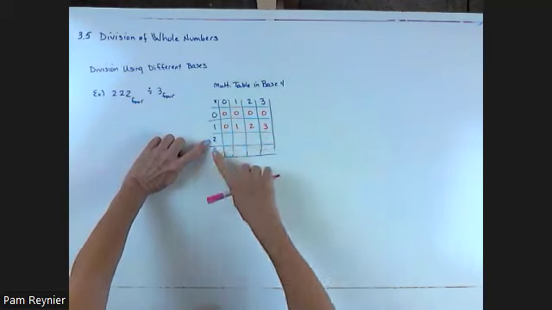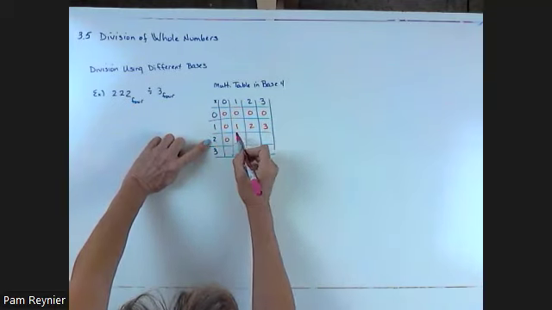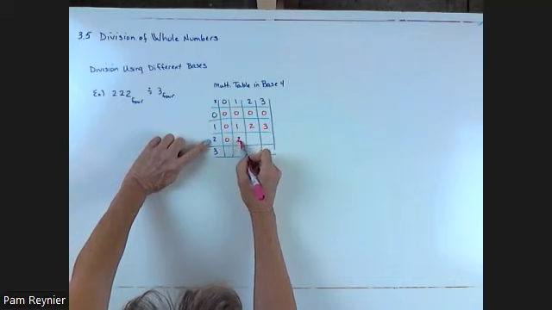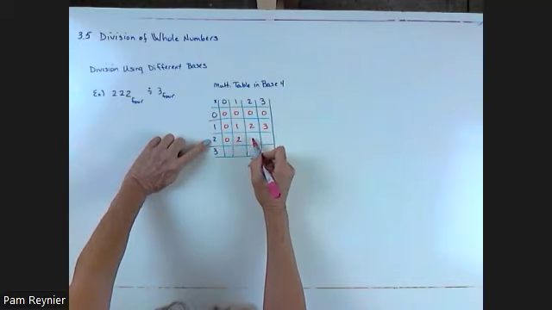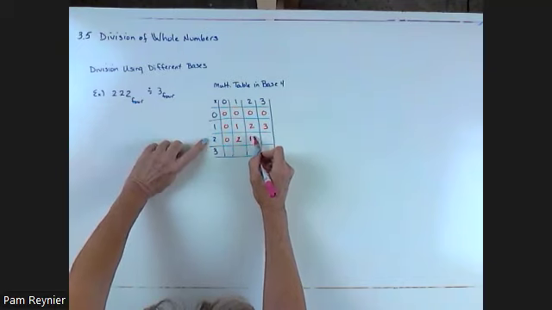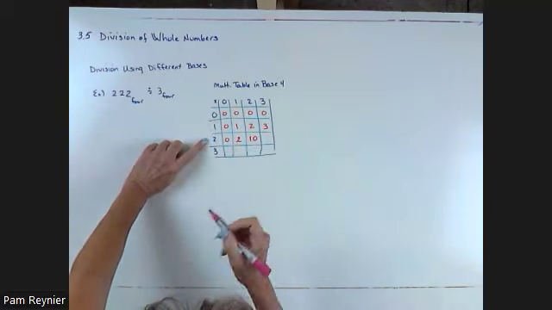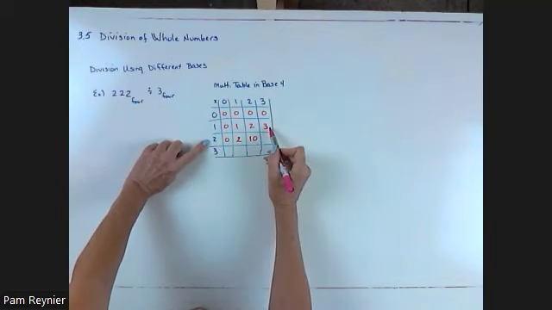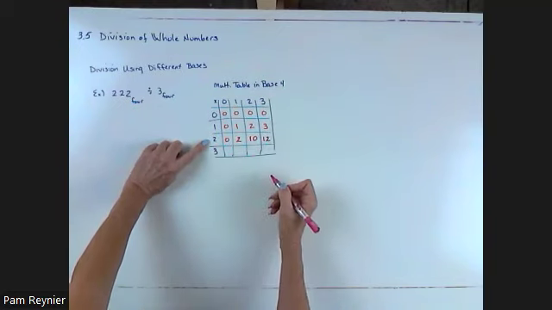Now let's take a look at 2. 2 times 0 is 0, 2 times 1 is 2, 2 times 2 is 4. Well, now we have a group of 4, so I'm going to say one group of 4 with nothing left over. 2 times 3 is 6, so that's one group of 4 with 2 left over.